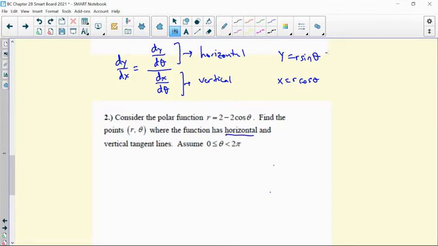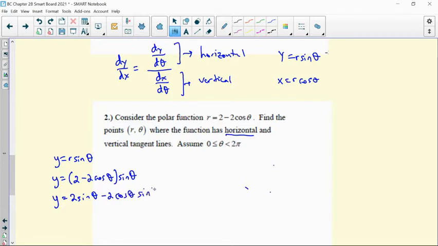So we want to find dy/d theta. So again, we start with y equals r sine of theta, and we substitute what r is equal to. So y is equal to the quantity 2 minus 2 cosine of theta times sine of theta. And then we distribute. So we get 2 sine theta minus 2 cosine theta sine theta.